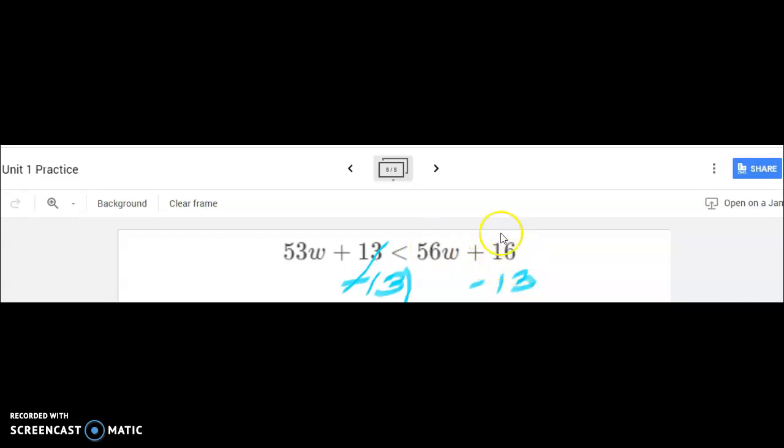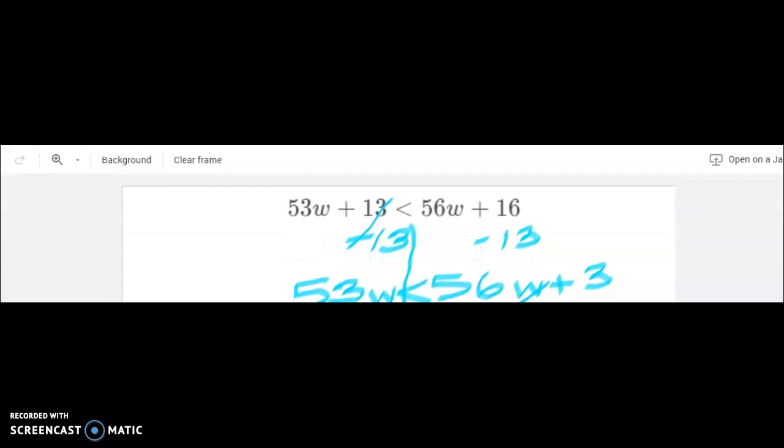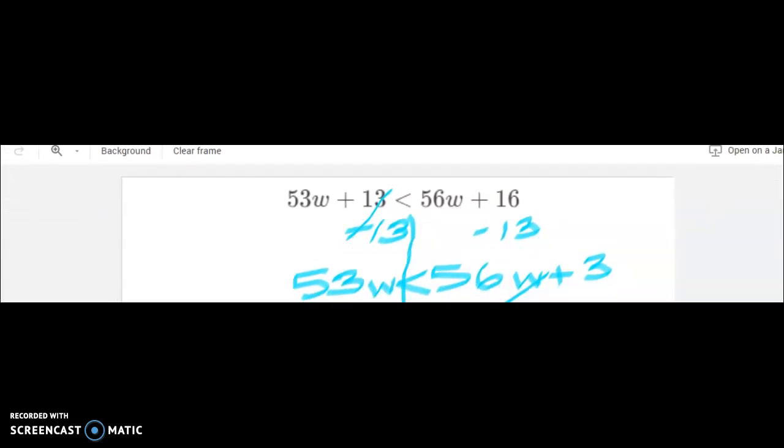Okay, you could move the 16 or the 13 first. I chose to move the 13. So I did negative 13 or minus 13 on both sides. Notice how I lined up that minus 13 with the 16. Okay, I did not line it up with my 56W. So I simplified the left-hand side and I got 53W is less than 56W plus 3 because I just subtracted those. 16 minus 13, I got 3.